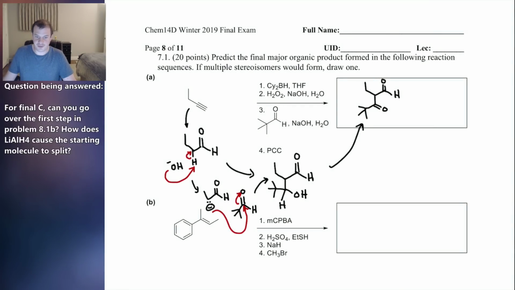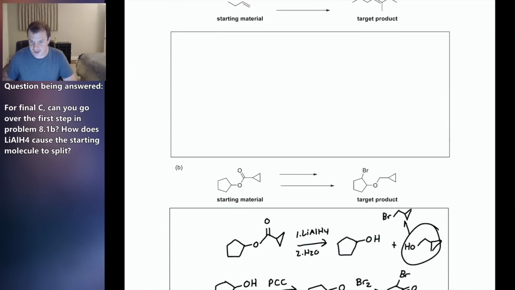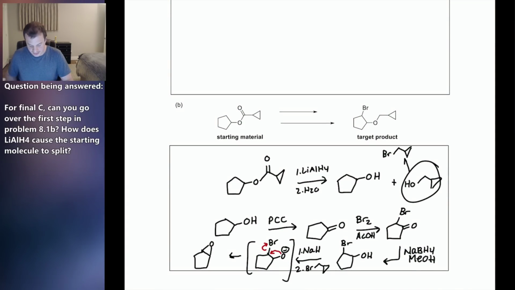Can you go over the first step in 8.1b? How does LiAlH4 cause the starting material to split? So that is back over to here. Remember, if you add LiAlH4, it's going to reduce the ester to a primary alcohol, and you're also going to be left with the ester part as a leaving group. So you end up with both pieces that you can then use in the synthesis. Remember that all the ester reactions produce 2 products, and you can use one or both in synthesis. So if you treat an ester with LiAlH4, you get 2 alcohols out, and you can use both of them.